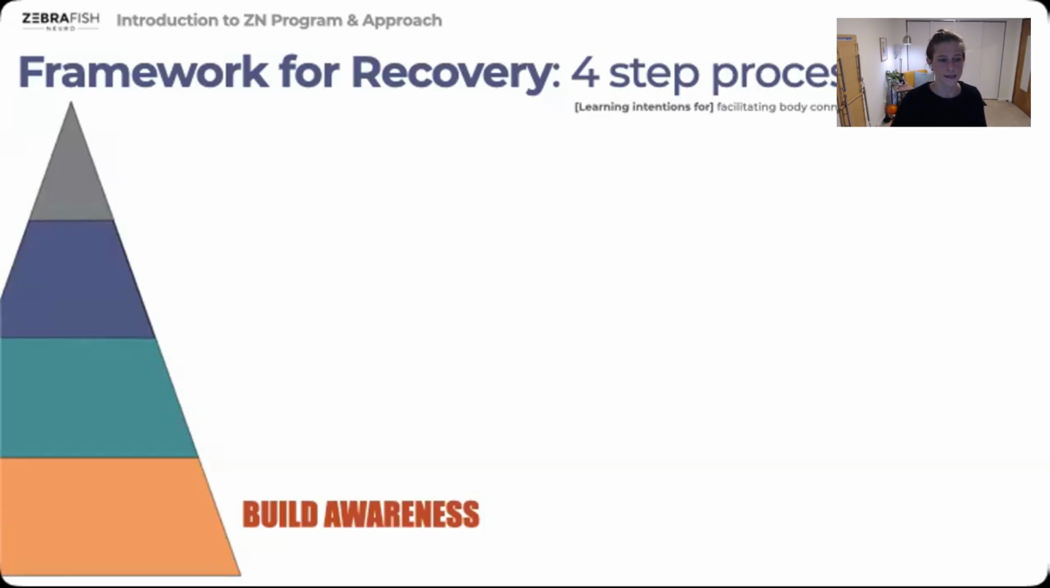So building awareness. Awareness also helps people recognize and appreciate the changes that are happening. As we know with neuro, it's a slow go process. And so being able to actually identify those changes is important to keep wanting to continue on.